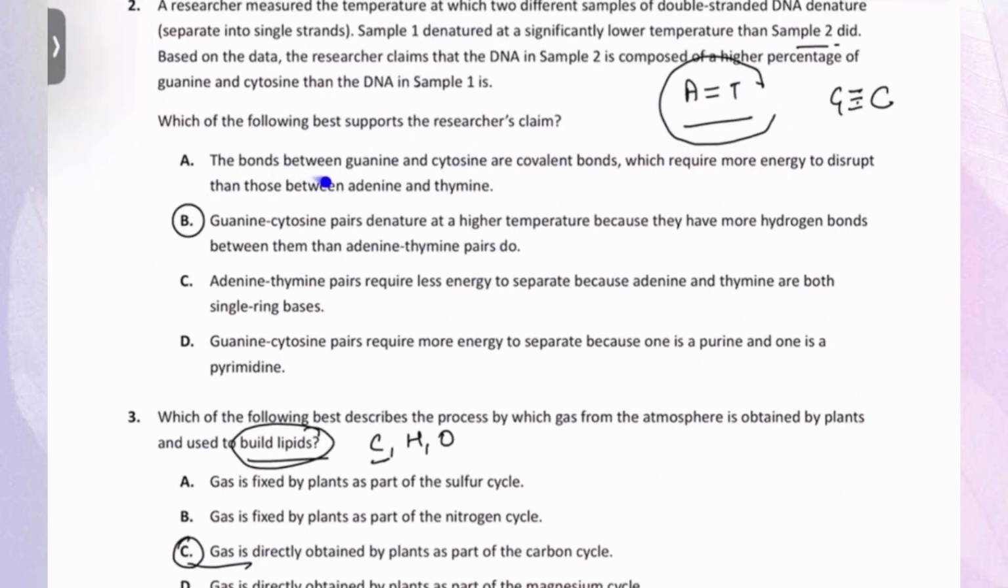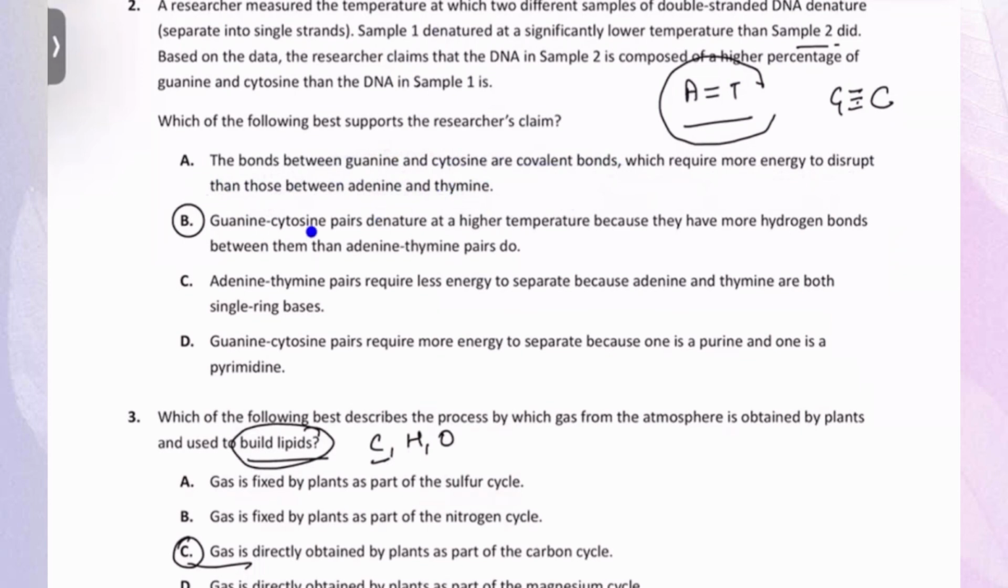Option A is the bonds between guanine and cytosine are covalent bonds, which are not actually, they are hydrogen bonds, which require more energy to disrupt than those between adenine and thymine. So GC as well as AT both have hydrogen bonds. It's just that GC has 3 hydrogen bonds, whereas AT has 2 hydrogen bonds.